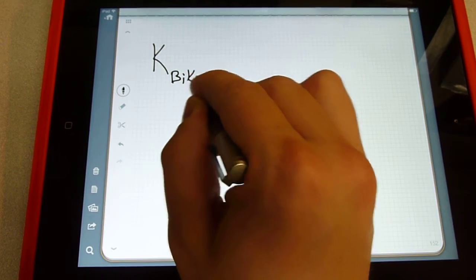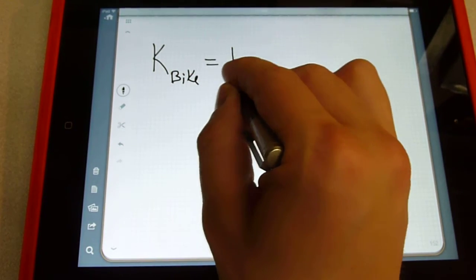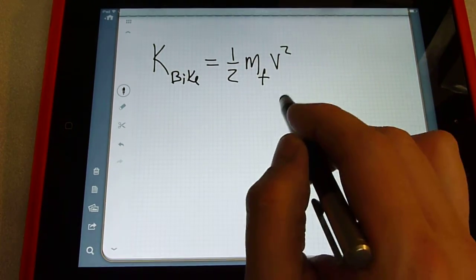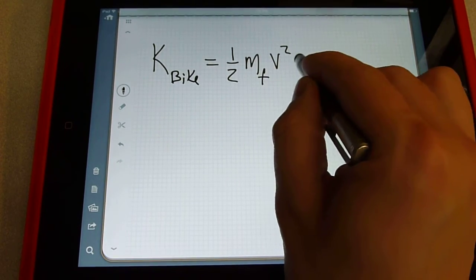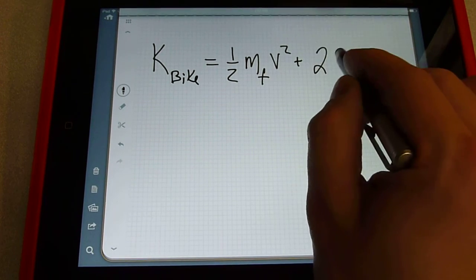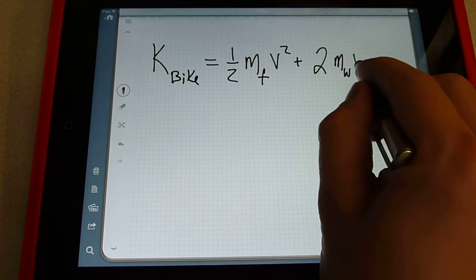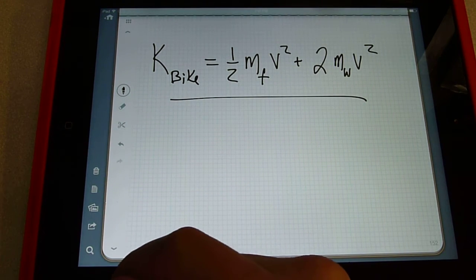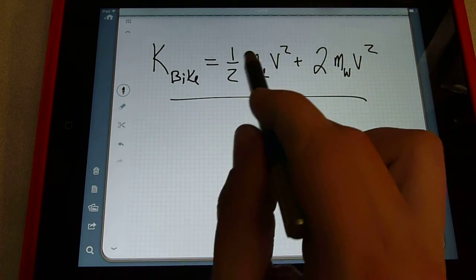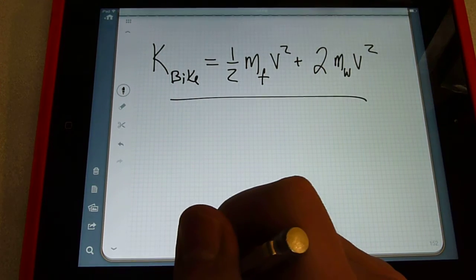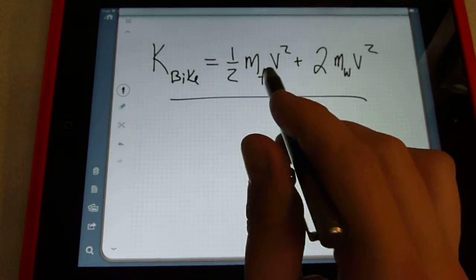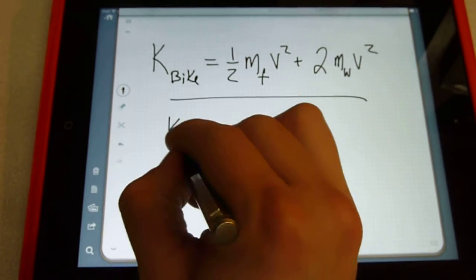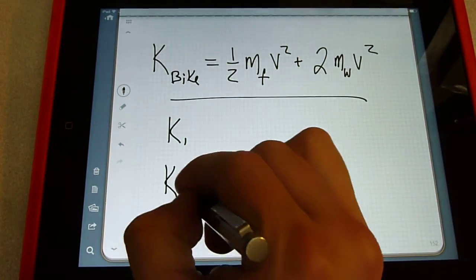So now I can say that the total kinetic energy for one of my bikes is going to be the kinetic energy of the frame, 1/2 mv squared for the frame, plus, since I've got two wheels, 2 times the mass of the wheel times v squared. And that's my total kinetic energy. Now the problem gave me individual frame and wheel masses. The speeds are each going to be 12 meters per second. So we can calculate the difference in our kinetic energies.